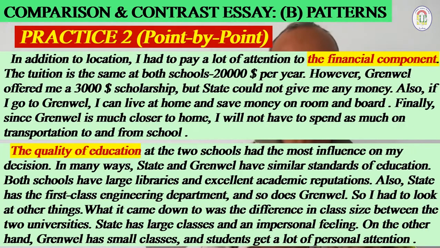Clear? Number 3: The quality of education at the 2 schools had the most influence on my decision. In many ways, State and Greenwell have similar standards of education. Both schools have large libraries and an excellent academic reputation. Also, State has a first-class engineering department, and so does Greenwell. So I had to look at other things. Now, differences. What it came down to was the difference in class size between the 2 universities. State has large classes and an impersonal feeling. On the other hand, Greenwell has small classes and students get a lot of personal attention.